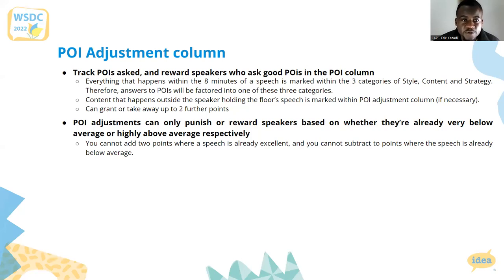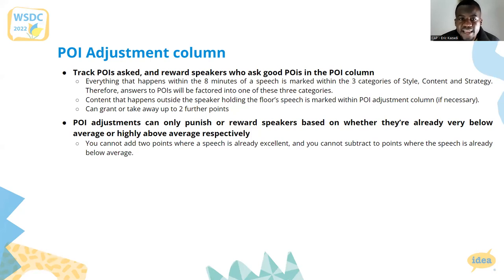The one thing to raise up here would be on the POI adjustment column. So POIs are a vital part of the debate, and as such, they also can be reflective of the quality of a particular speaker's contribution in the round. So you want to track the POIs asked and also reward speakers who ask good POIs in the POI column.